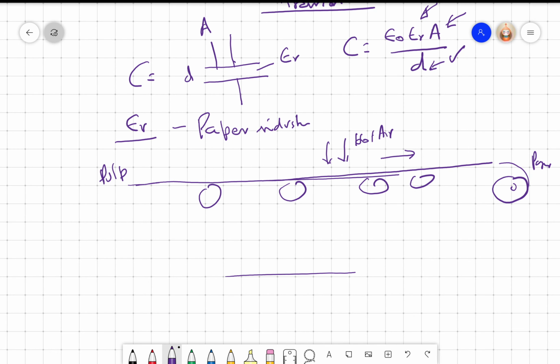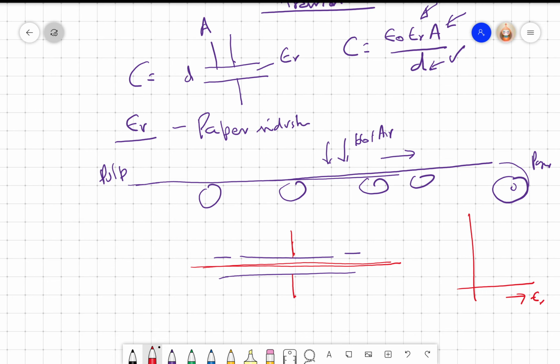What we do is we put two parallel plates and send the paper in between. If the paper is wet, of course it will be conductive, first of all. Second, the dielectric constant of the paper will have a very large complex component.